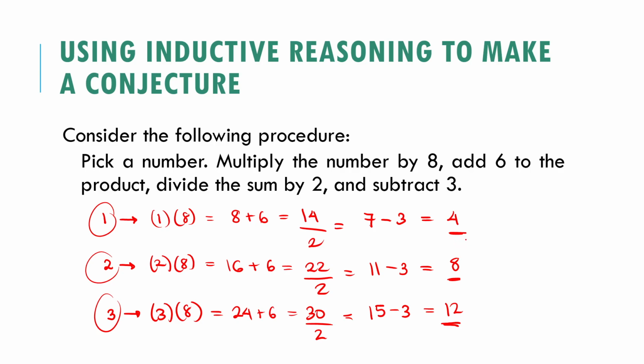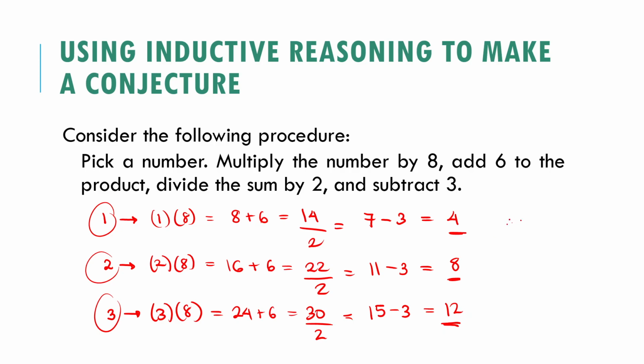1 times 4 is equal to 4, so that's correct. 2 times 4 is equal to 8, so after doing the procedure, 2 became 8, so the conclusion is still true for our second example. And for our last example, does 3 get multiplied by 4? 3 times 4 is equal to 12, and after doing the procedure, indeed we had 12.